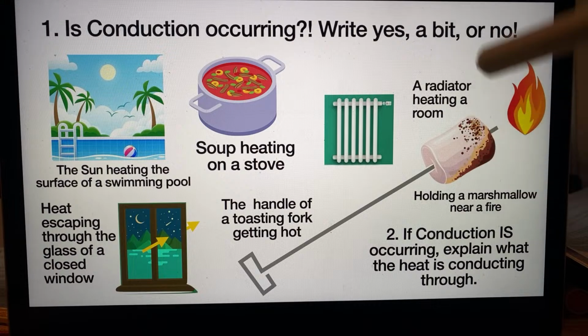Is that conduction happening? And I've said question number 2, if it is conduction, can you explain what the heat is conducting through? Draw a diagram if you want, or say it with words. What is the heat actually conducting through in each situation? I will draw a picture on the board of each one.